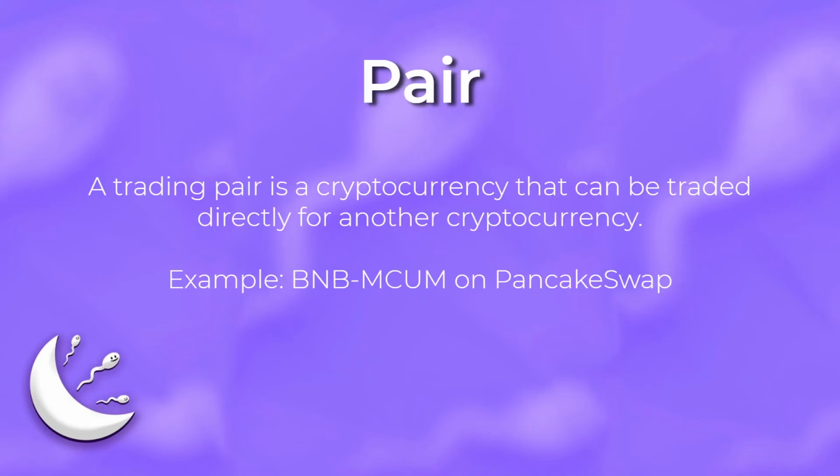A trading pair is a cryptocurrency that gets traded directly for another cryptocurrency, or even sometimes a stablecoin. So for example, on PancakeSwap, BNB is tradable for MOONCUM, and so that's the pair that we have there. But you could also do BNB for USDC, like a stablecoin, and there's thousands of examples of pairs out there that are being used today.